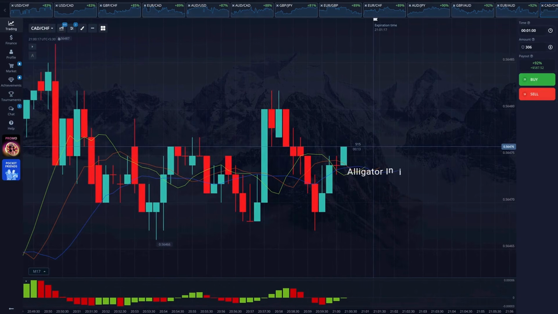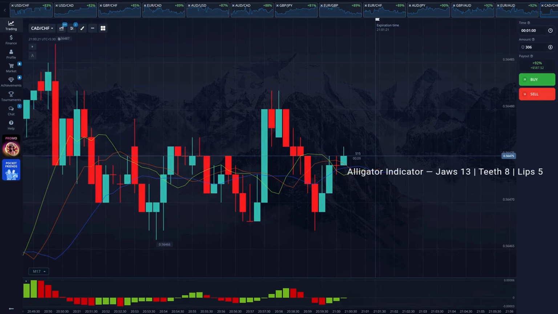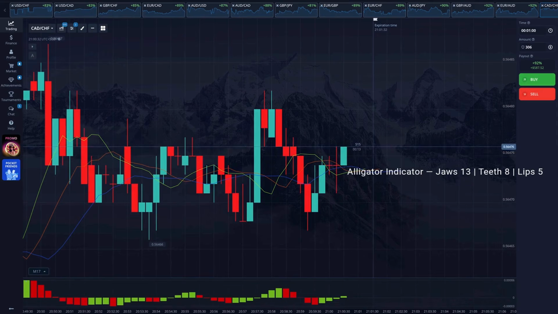Second, add the Alligator indicator, also on its default settings. Jaws at 13, teeth at 8, and lips at 5. Think of the alligator like a sleeping animal. When those three lines are tangled together, the market is sleeping. Do not trade. But the second those lines start to separate and cross, the alligator is waking up. It's hungry. And hungry means movement.